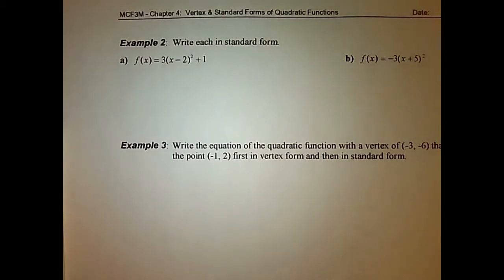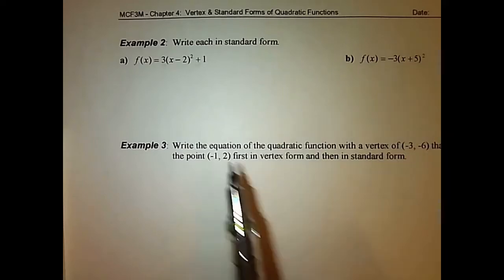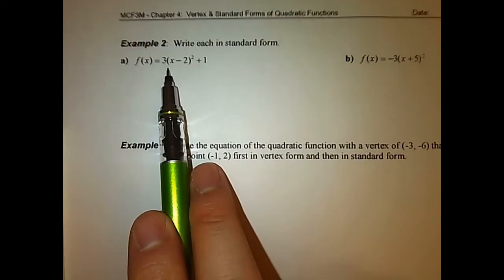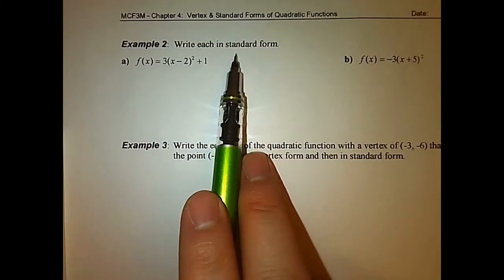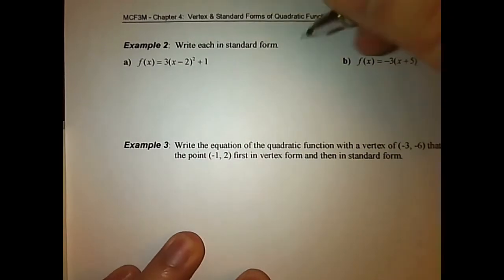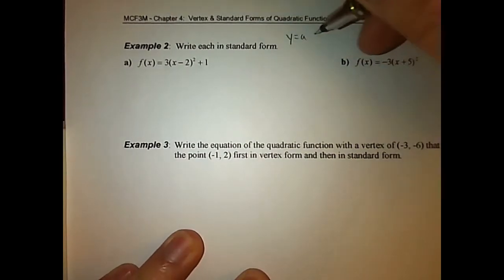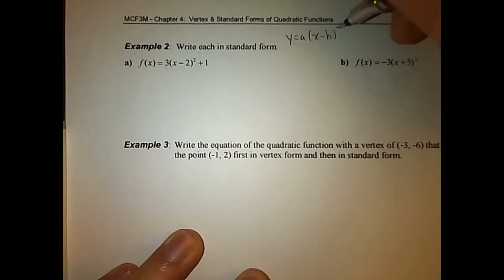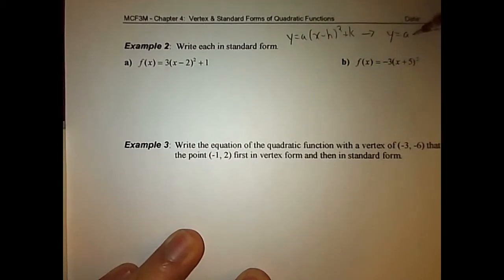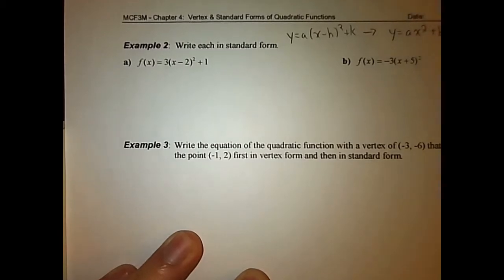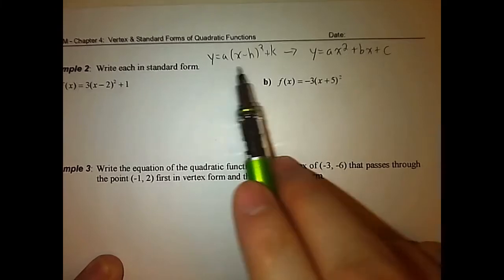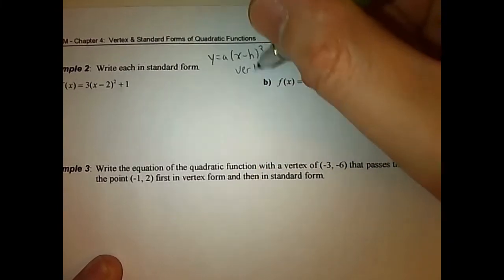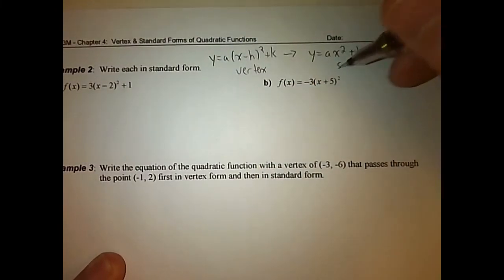All right, welcome to part 2. We're going to be going now writing these from vertex form into standard form. So I'm just going to write those base equations up here. We're going to go from this form to this form, which is the vertex form, into our standard form. So what do we have to do?